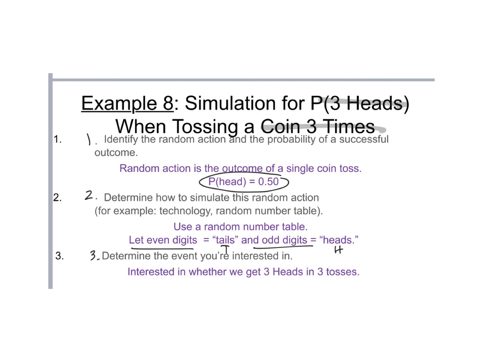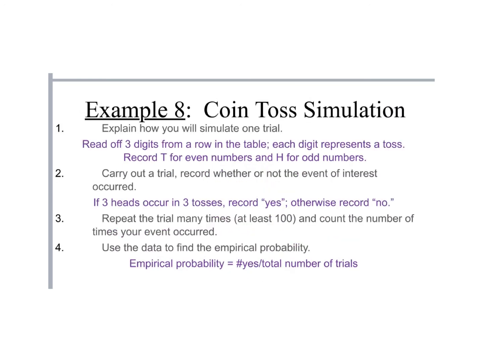Step 3 is then to determine the event you're interested in. This is event A we're interested in. We're talking about simulating getting 3 heads in 3 tosses. Step 4, we're going to explain how you'll simulate the trial. So we're going to read off 3 digits from a row. Each digit represents a toss, right? Tails, heads. And then step 5, we're going to carry out a trial. So then you would record whether or not the event of interest has occurred. If 3 heads occur, you would say yes, otherwise no. And then lastly, you're going to repeat that trial many times, at least 100. This is like the most important thing. And count the number of times your event occurred. So use the data to find the empirical probability.